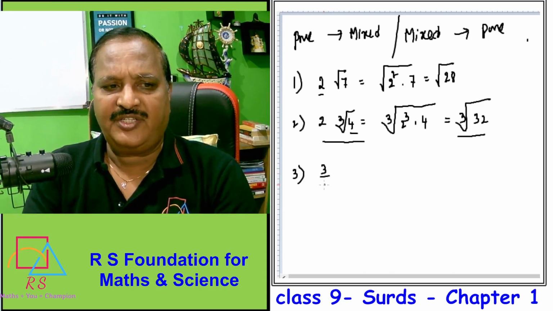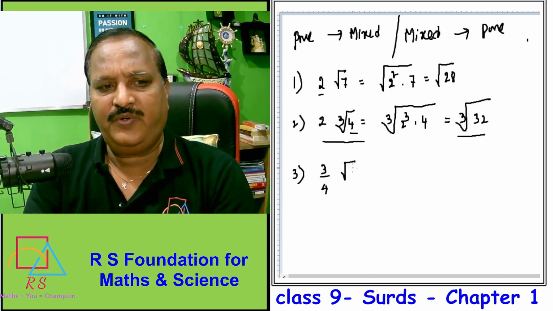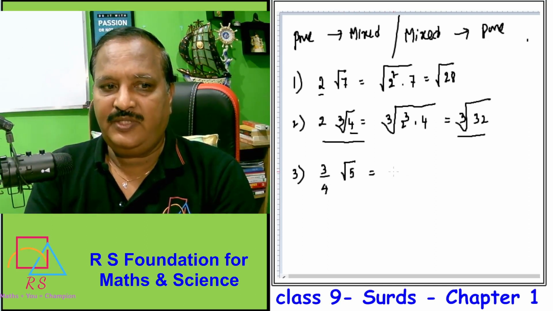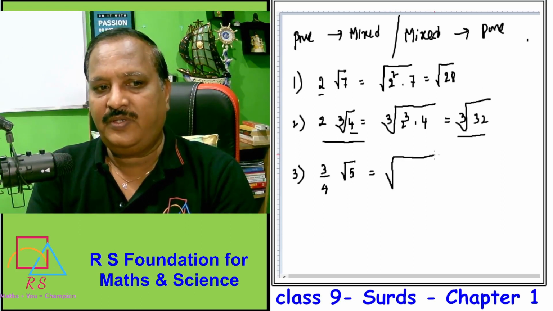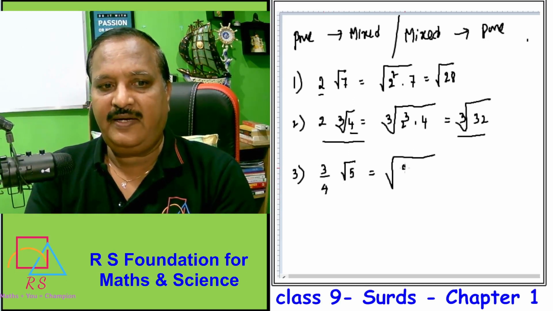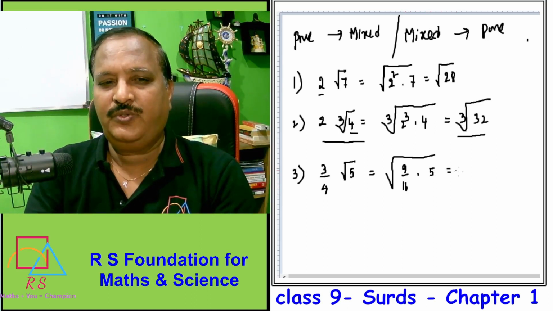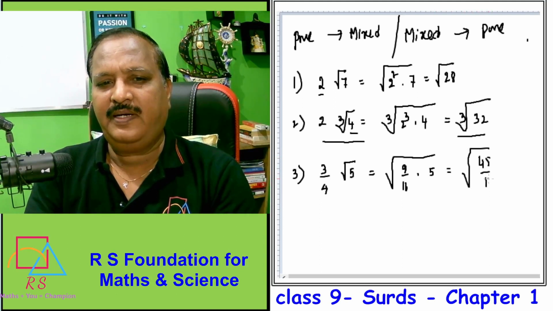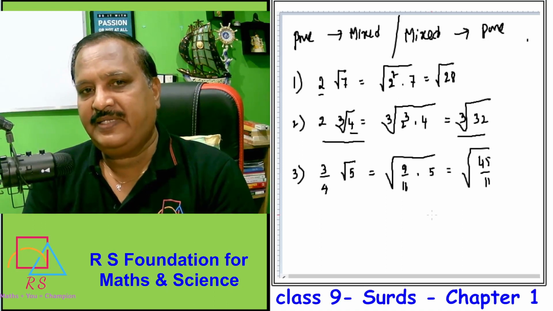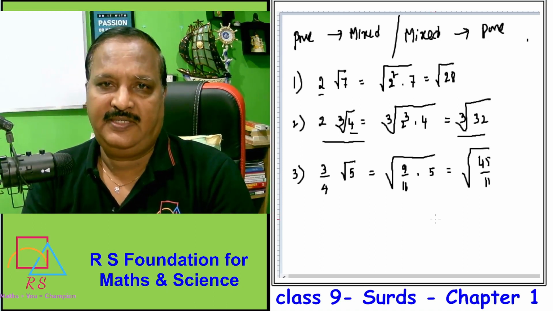Even if it is a fraction, 3 upon 4 into square root of 5, for example. So how does it go? 3 upon 4 we have to send into the square root. So write a square root. 3 upon 4 squared, the square of 3 upon 4. So 3 squared is 9 by 16, into 5. So this is nothing but square root of 45 upon 16. So this is how we convert a mixed surd to a pure surd, right?